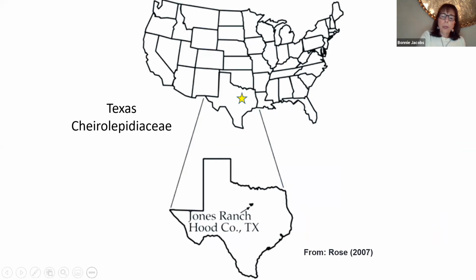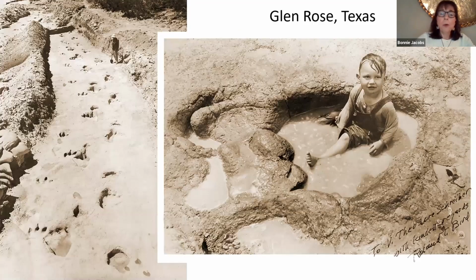So here's Texas, nice and big as it should be. Here is Jones Ranch, located in that part of Texas. And some of you, maybe lots of you have been to Glen Rose. Glen Rose is kind of famous for its dinosaur footprints. And here's an old picture from the old days, from the Work Projects Administration, WPA days, where they were excavating, and they excavated these footprints here.